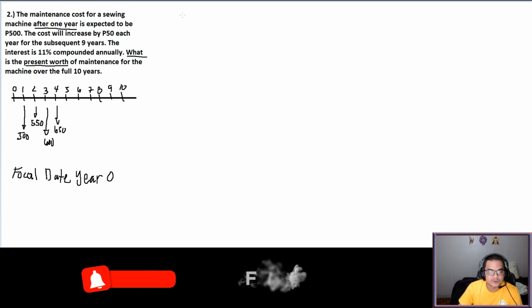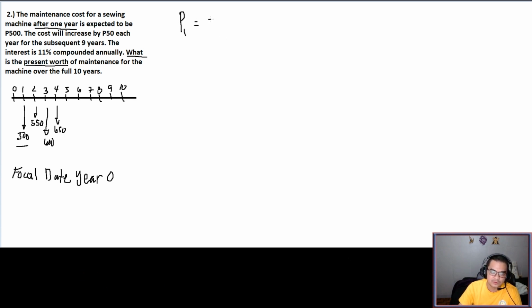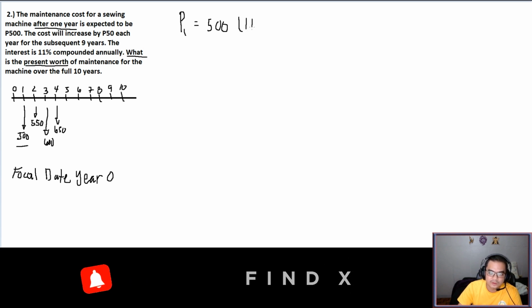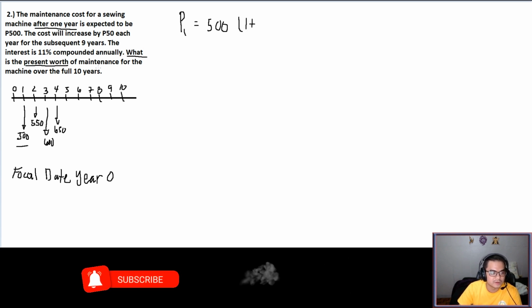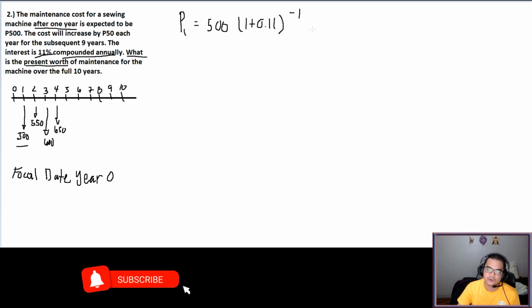Okay, so let's try to bring the 500 first to year 0. Let's say that is P1. That must be equal to 500. So we have to apply again the formula for compound interest. So that is 1 plus, what is the interest? We have an interest rate of 11% compounded annually. So again, it doesn't matter if that is I or J, because that is compounded annually. Therefore, N is equal to 1. So 1 plus 11%, that's 0.11, raised to how many years? That is equal to 1 year. You have to bring it back 1 year.